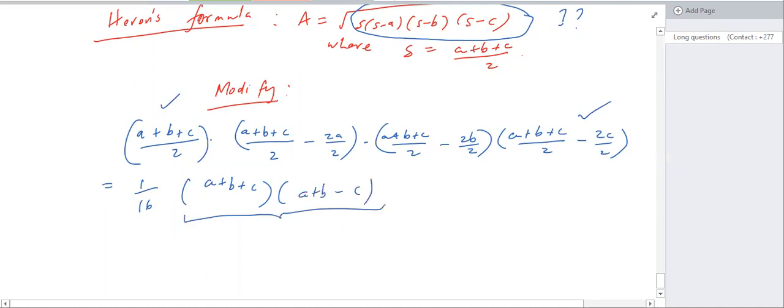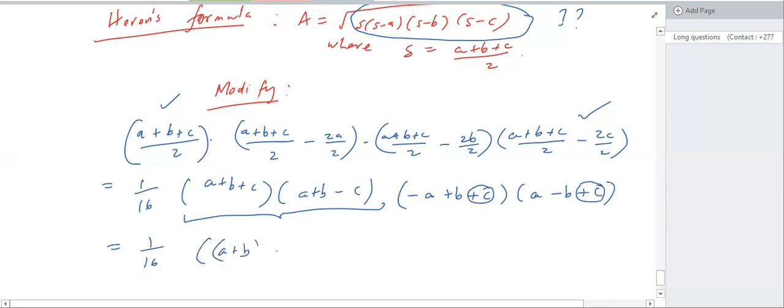So we can look at difference of two squares into, let us collect these two terms now. So what we have here is minus A plus B plus C. And then what we have here is A minus B plus C. But what's common in both is that plus C here and plus C here. So we can write it out as 1 over 16 into A plus B all squared minus C squared. That's what this part here is.